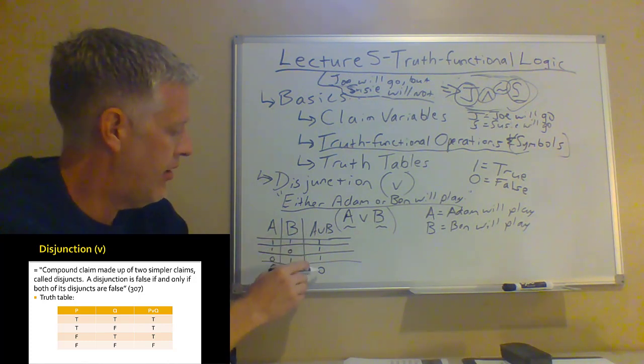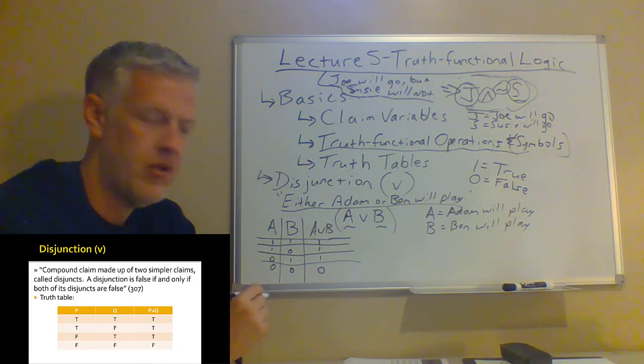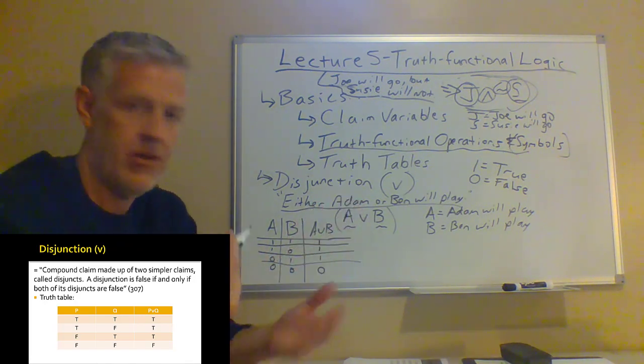So it's hard to make a disjunction false, right? Both of the disjuncts have to be false. As long as one of them is true, then what the person suggested is true as a whole.